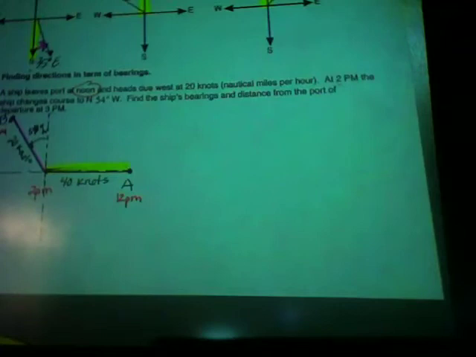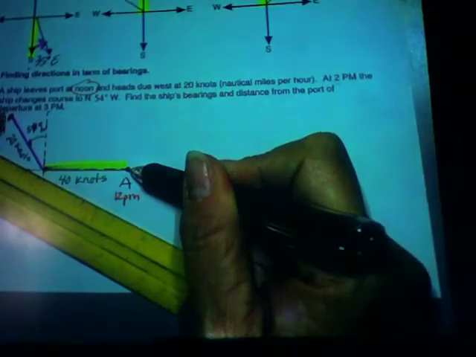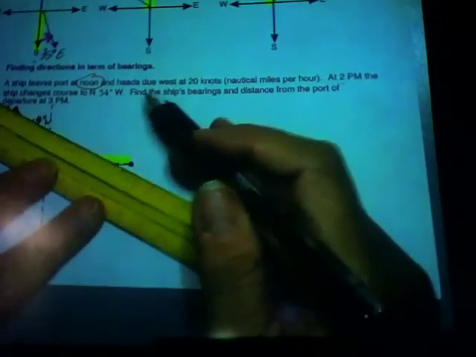Okay? The question says, find the ship's bearings and distance from the port of departure at 3 p.m. So at 3 p.m., this is the point of departure. We want to know how far we were from the point of departure and where he is at 3 p.m. So this right here, the shortest distance between 2 points is a straight line, is it not?